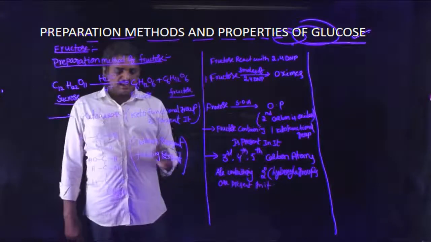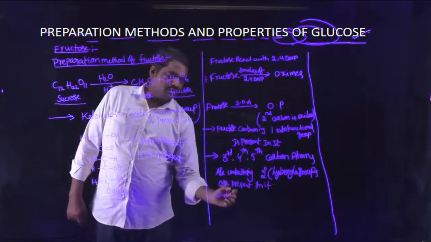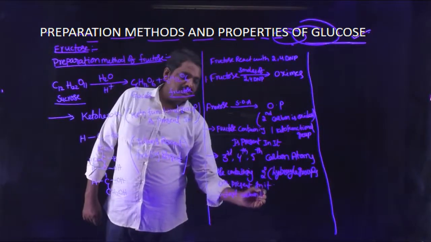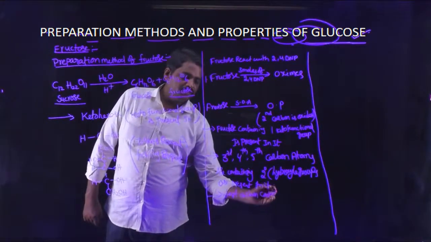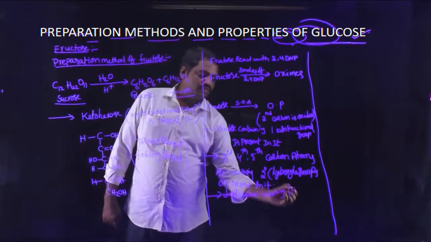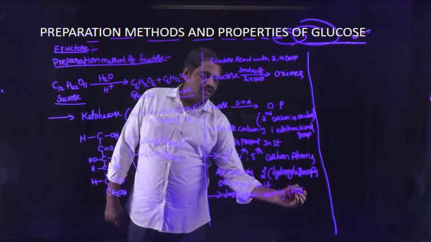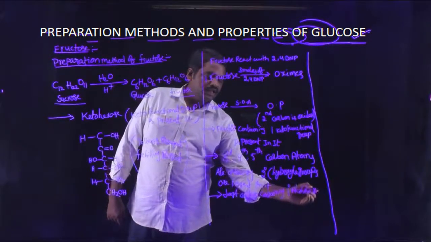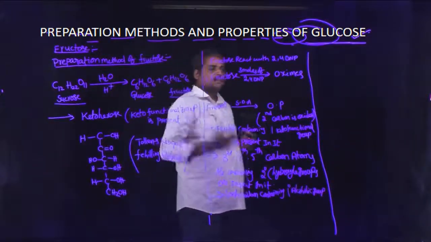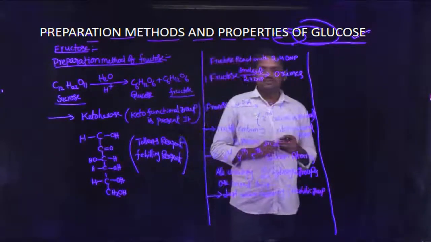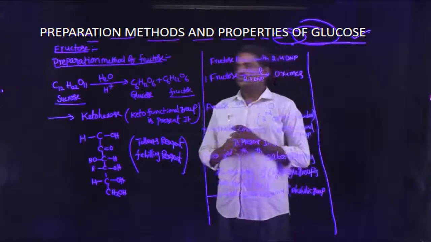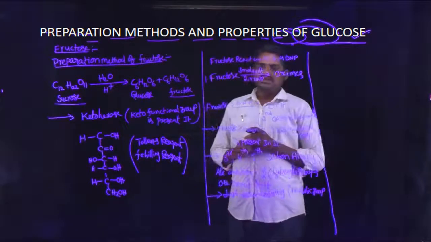And the last carbon containing primary alcoholic group. This is a simple structure of glucose. Okay. So, fructose. It is one of the monosaccharides.